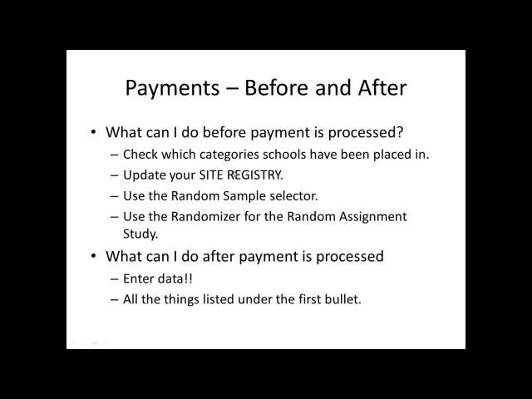Well, one, you can check which categories your schools have been placed in. You can update your site registry. You and your teachers can use the random sample selector to select your 2 students per school for the random sample, or in cases of DLL schools, your 4 students per school. And for those schools in the random assignment study, your teachers can use the randomizer tool to place the 8 students into their matched pairs. After we receive your payments, you and your teachers can start entering data and all of the things that I just talked about above.